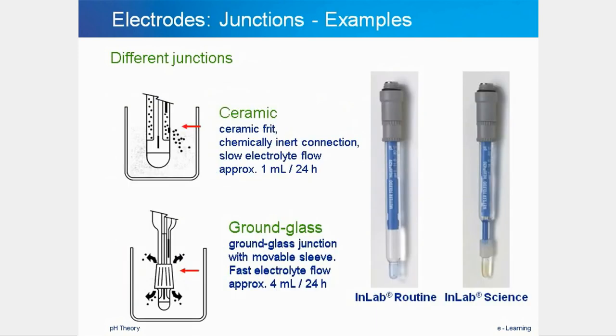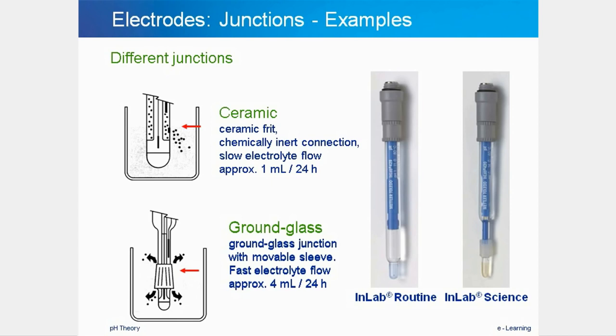To start with, we have a look at the type of junctions which are available for the electrodes. The default diaphragm is the so-called ceramic frit. This is a small insert into the shaft of the electrode which is made out of porous ceramic material which allows the reference electrolyte to flow through it. For most applications, this is a good solution as it allows the free flow and contact between the inside and outside of the reference elements. The electrolyte flow through the ceramic frit is relatively slow at approximately 1 milliliter per 24 hours.